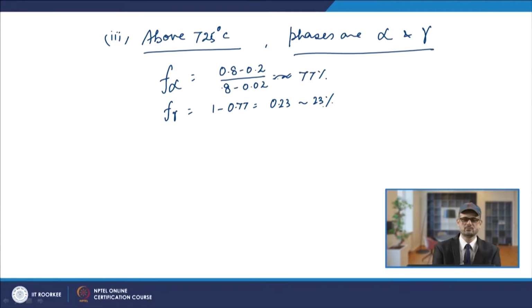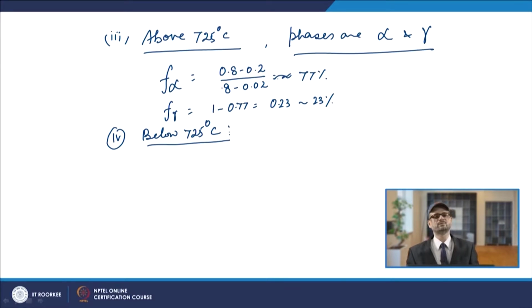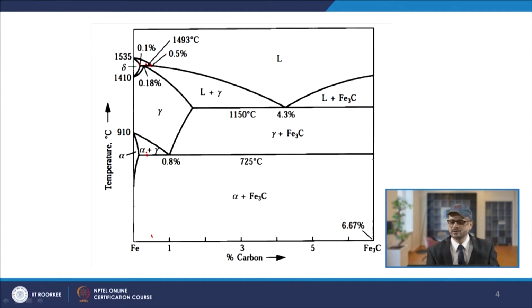Now, if you come to the temperature below 725 degrees C, as we discussed, we have two phases, one is alpha, another is Fe3C. So, for alpha you have to take the distance from that point 0.02 to 6.67. So, F alpha will be 6.67 minus 0.2, because the alpha will be corresponding to this line divided by the whole line.